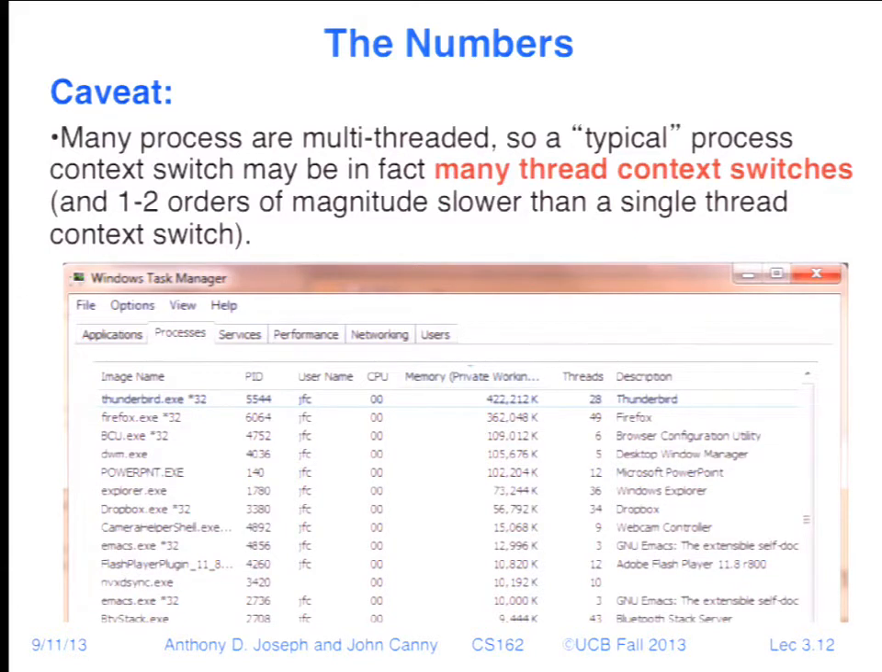The operation at the process level is called suspending, and that doesn't happen nearly as often. And usually there's a special reason for doing it. All right, is that clear? So if Thunderbird and Firefox are running at the same time in my browser?